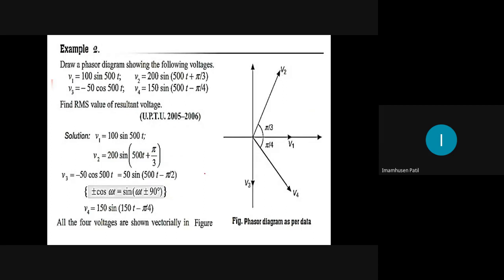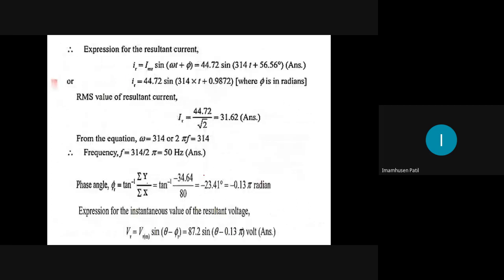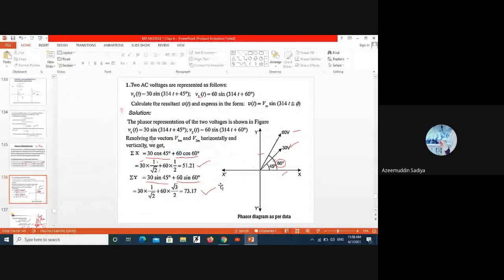Similar types of problems only. Tomorrow we'll solve this one. Tomorrow I am going to wind up this chapter. Then today I will give the assignment. First assignment.